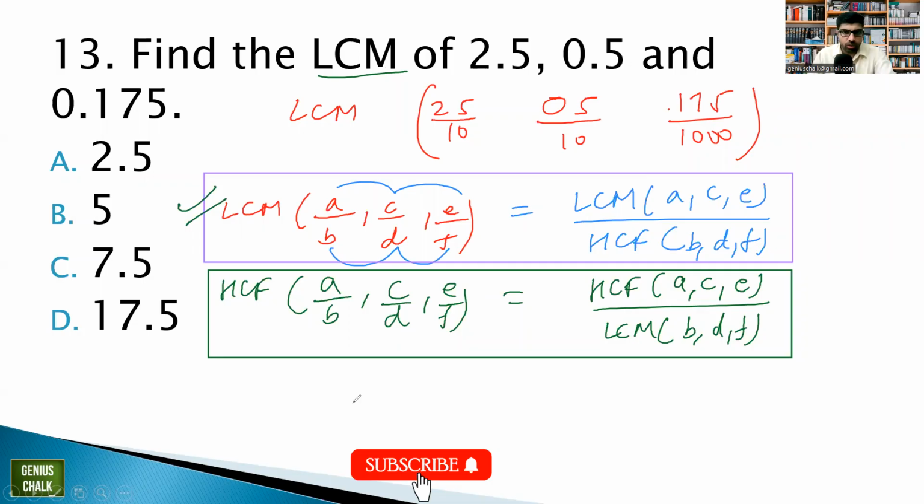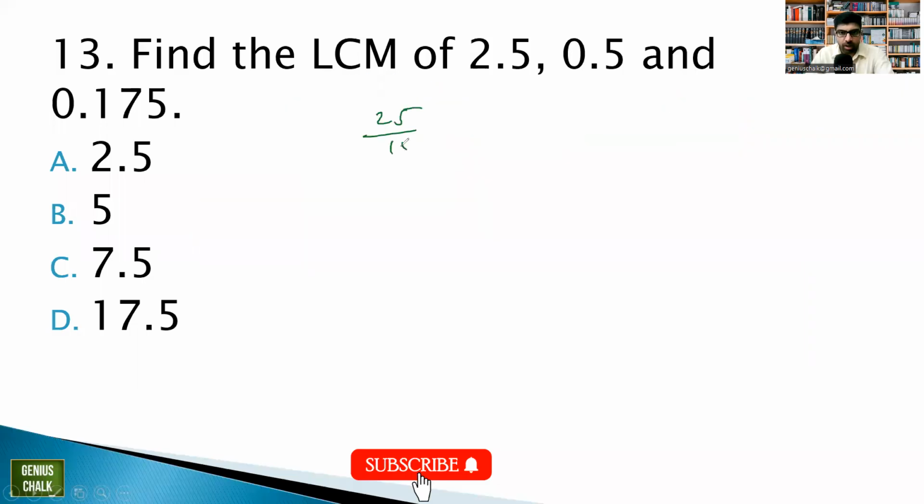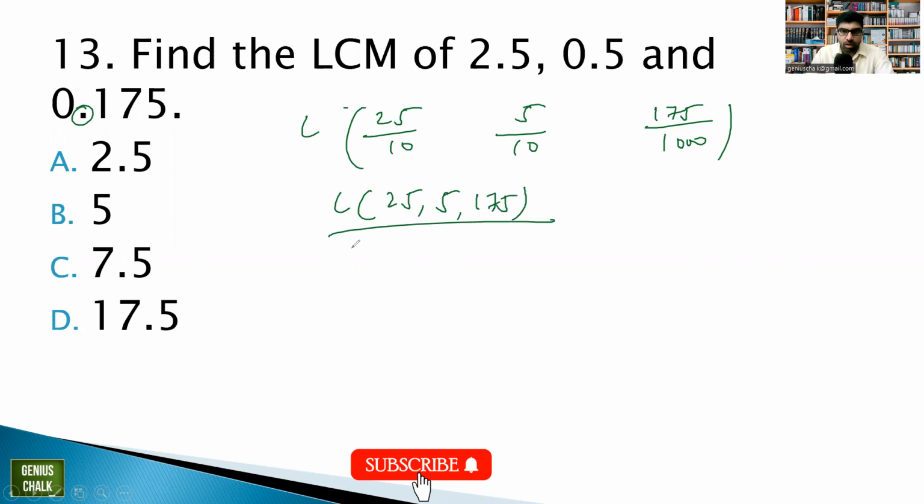So what I'll do is just eliminate everything. This is 2.5, I can write 25 by 10. This is 5 by 10. And this is 175 by 1000, as after three digits I have a decimal, right? So to find the LCM of this, we know the rule. Find the LCM of the above numbers, 25, 5, and 175, divided by the HCF of 10, 10, and 1000.